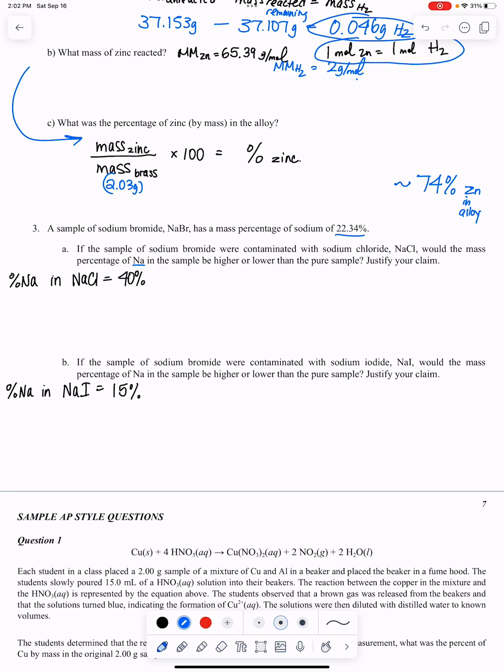Here's my little hint for you that I'm going to have you use as a reasoning or a claim or evidence here. The percentage of sodium in sodium chloride is actually 40% compared to the percentage of sodium in sodium bromide, 22.34%. And the percentage of sodium in sodium iodide is 15%. So I'm going to say higher, lower. This is my hint to you. Use these percentages now to answer this question. Would you expect this impurity to make the sodium percentage higher or lower in each of these cases? And explain why using this information here.